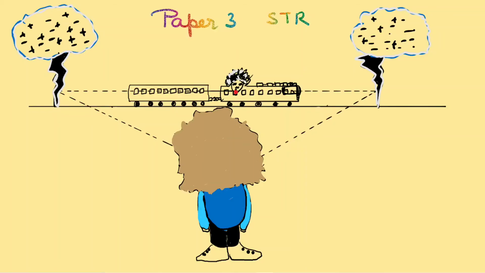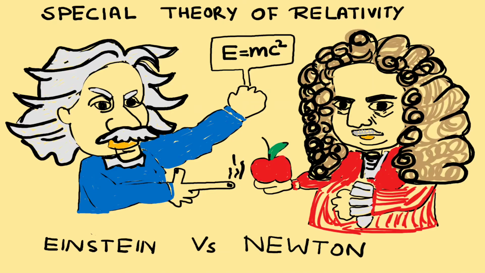In June 1905, Einstein published his third paper. This paper was on the special theory of relativity. The special theory of relativity was to remove the inconsistencies of the Newtonian laws, or the Newtonian world, from Maxwell's laws, or Maxwell's world.